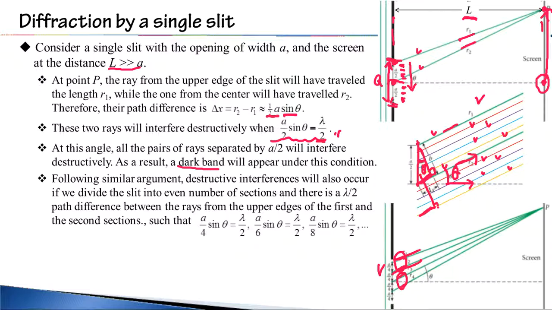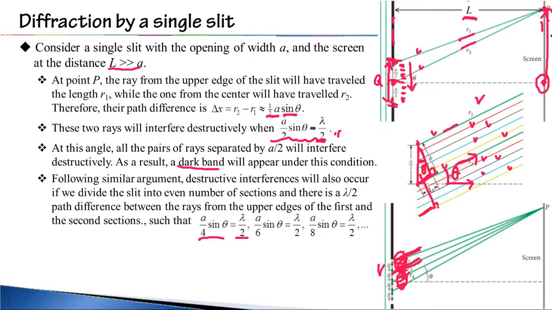Now this path difference between these two rays is not half of A multiplied by sine theta, but quarter of A multiplied by sine theta, right? Okay, and if this is again equal to half of the wavelength, that will be the condition for the destructive interference. And by moving down this slit, you can keep finding pairs of light waves again satisfying destructive interference. This is the condition for the second dark band.